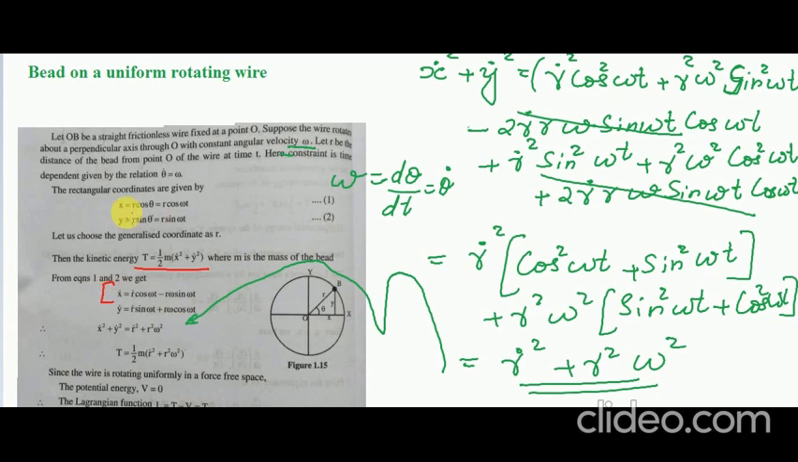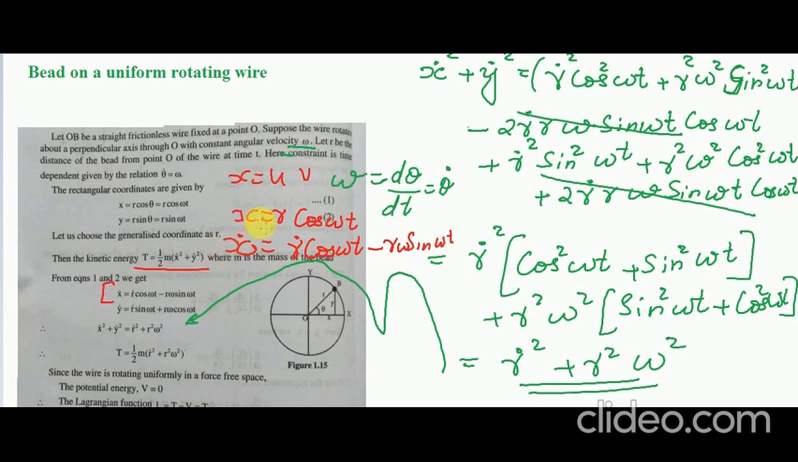How do you find x dot? We know that x is equal to r cos omega t. So what is x dot? This is like a product rule, x equal to u times v, so we are applying the rule for differentiation of a product. So x dot equal to r dot cos omega t minus, since the differential of cos omega t is minus sin omega t, r sin omega t times omega. So x dot equal to r dot cos omega t minus r omega sin omega t.